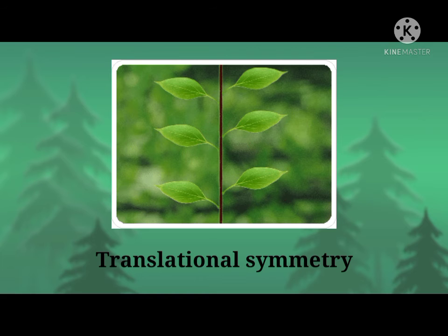Translational symmetry. This type of symmetry is demonstrated by objects that do not change their size and shape even though they move to another place. Remember that reflection or rotational is not involved in the movement.